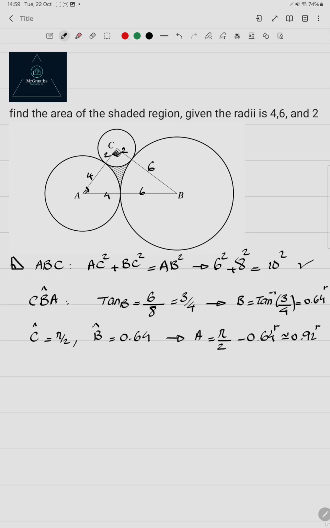So I'm going to find the area of the sector bounded by the triangle, by the first circle. The area, if you remember, is half r squared theta, which is half times 4 squared times theta, which is angle A, 0.92. If you multiply that, that's 8 times 0.92, which is roughly 7.41. Do check my calculation. So that's the area of the first red part.